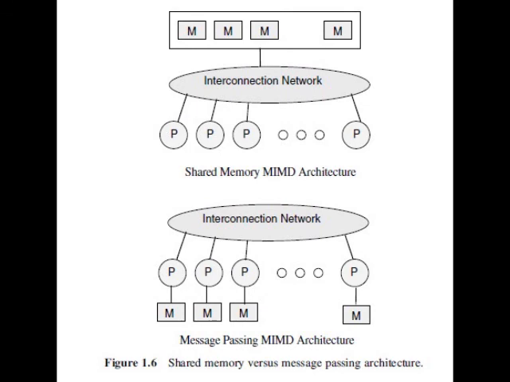Here, in the shared memory system, the processors communicate by reading and writing locations shared in the memory. Well, and we can see in the message passing system, the processors have their own local memory. The processors communicate via sending and receiving operations.